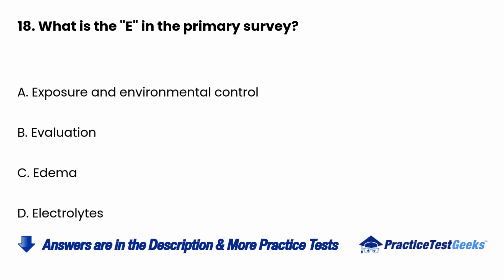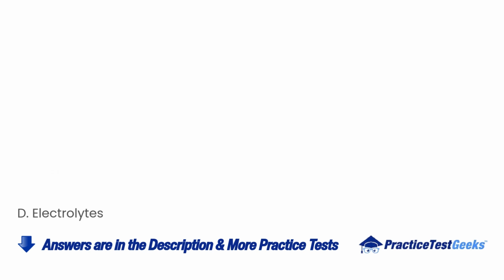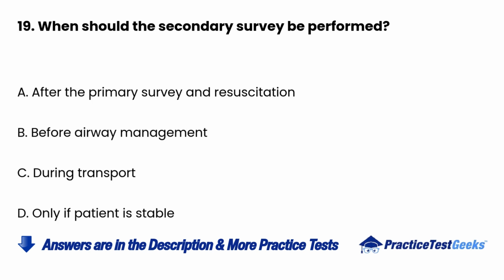18. What is the E in the primary survey? A. Exposure and environmental control. B. Evaluation. C. Edema. D. Electrolytes.